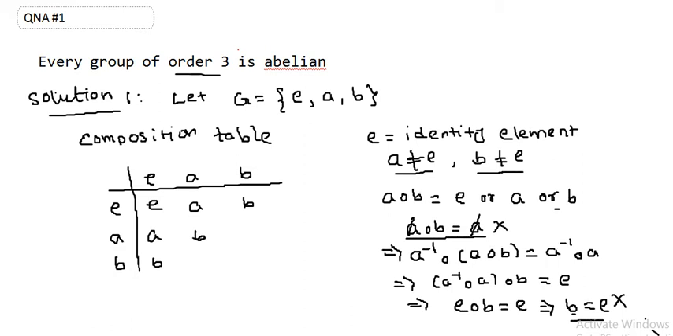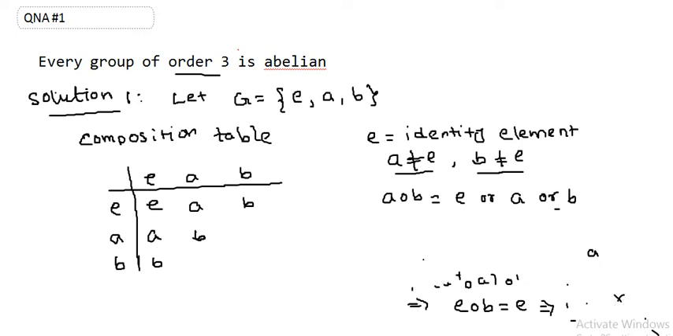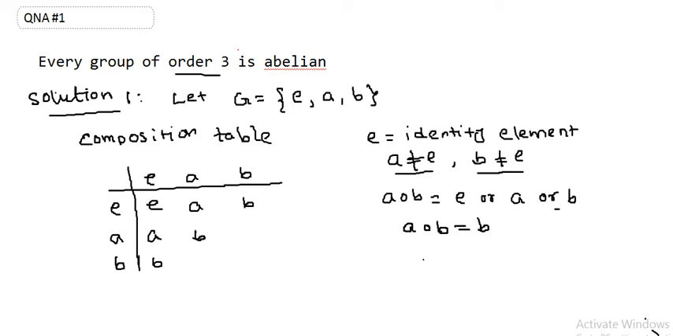So next, let's talk about what is going to happen if I take A compose B equals B. Now again we use the cancellation law. We can just cancel out B from both sides. We can write A equals the identity element, which is again not possible because A cannot be equal to E. So A compose B cannot be equal to B.